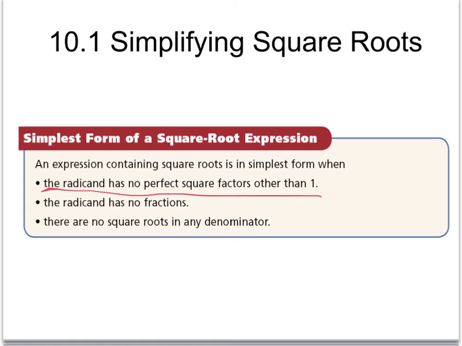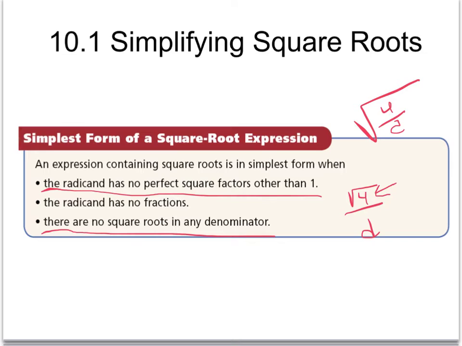The next one says the radicand has no fractions. If you look at this, that radicand doesn't have any fractions. Although it is a fraction, you see underneath the radical symbol that the 4 is not inside a fraction. This right here, 4 over D, that would be considered not simplified because the 4 over D is completely inside that square root symbol. Then the last one: there are no square roots in any denominator.